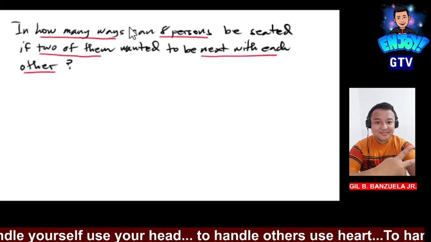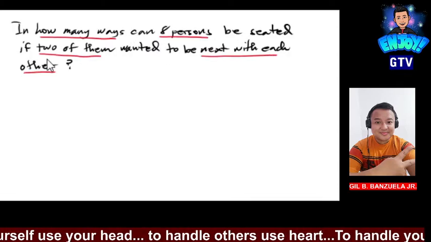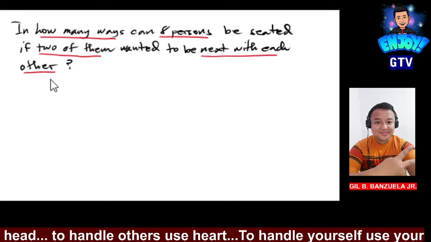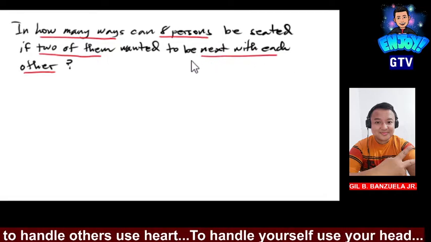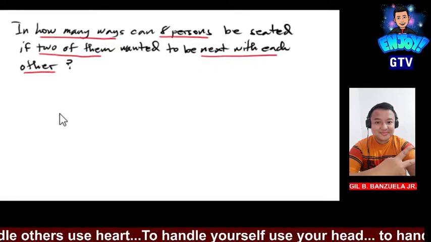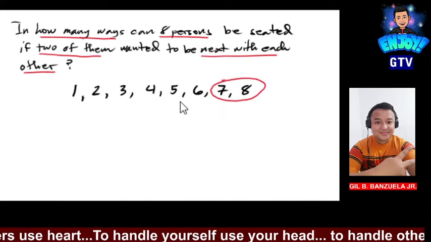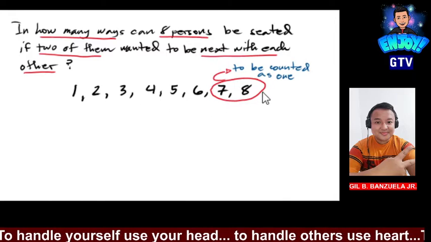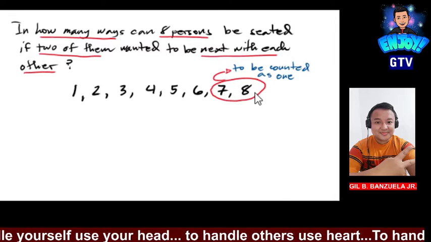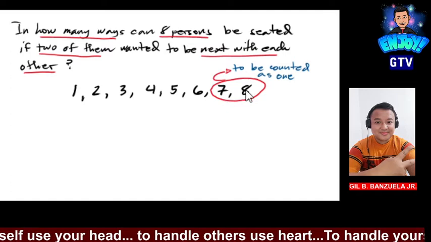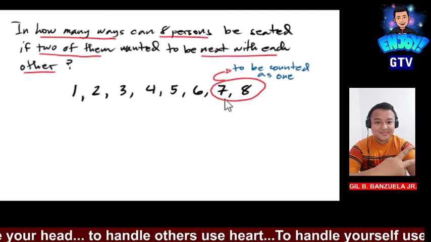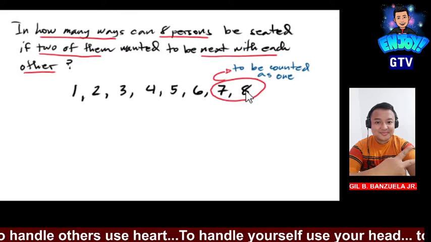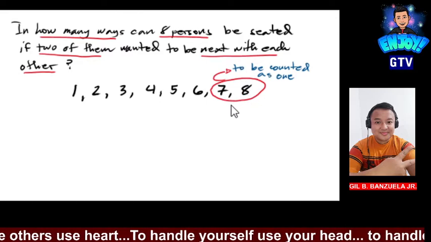In how many ways can 8 persons be seated if 2 of them wanted to be next with each other? So siguro mag-best friend to. Gusto nila magkatabi sila palagi. So let's illustrate. So we have 8 persons to be seated in a row. Pero these 2 persons wanted to be sitting next with each other. So on that note, 7 and 8, for instance, will be counted as 1.